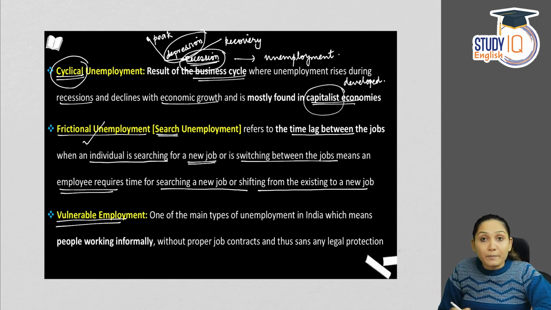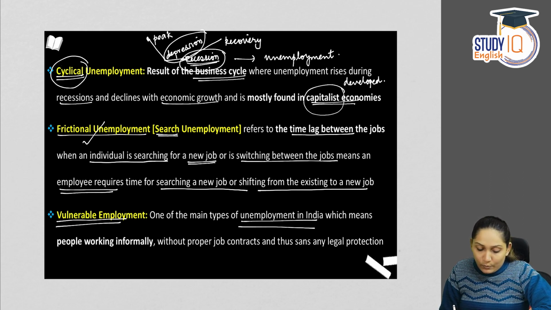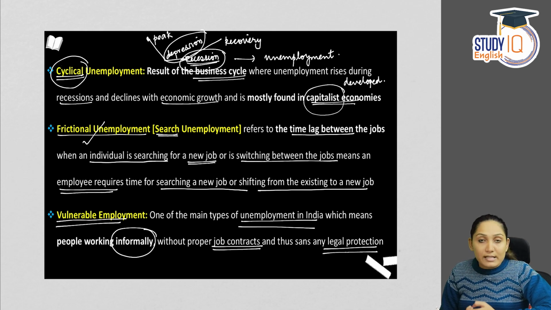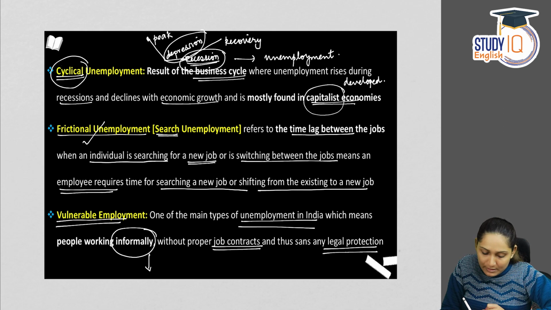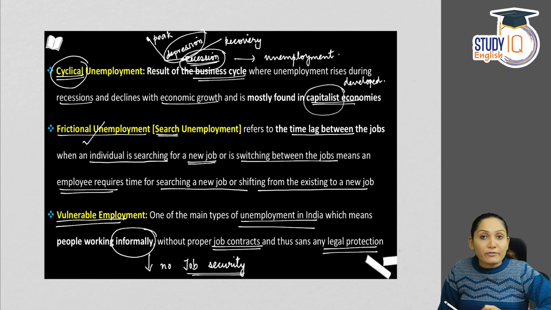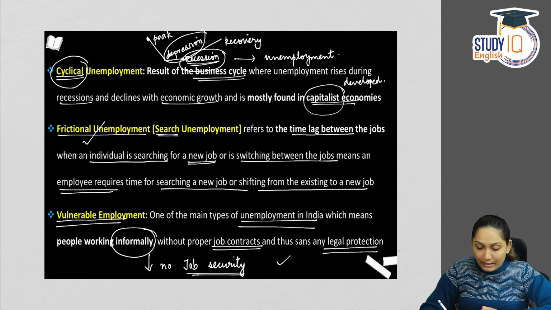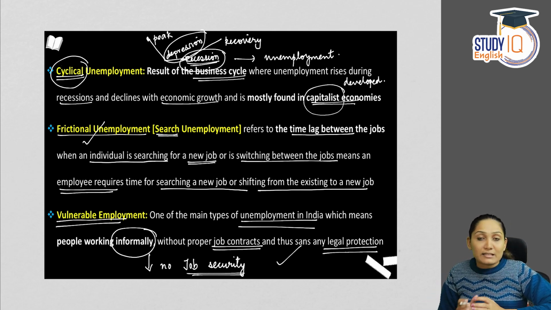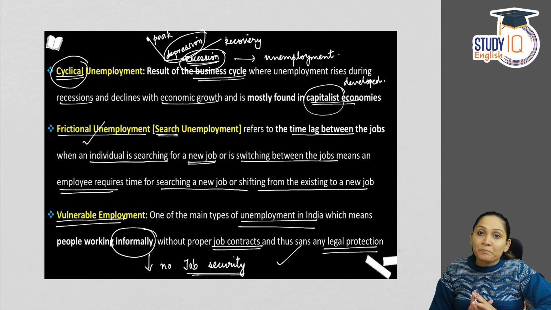Next is vulnerable employment, and one of the major types of unemployment in India is vulnerable employment, which means the person is working in an informal sector without proper job contract and therefore does not have a legal protection. That is, there is no job security for the person. This is one of the major forms of unemployment that Indian economy faces. So these are the different types of unemployment and some of the important terms related to unemployment.